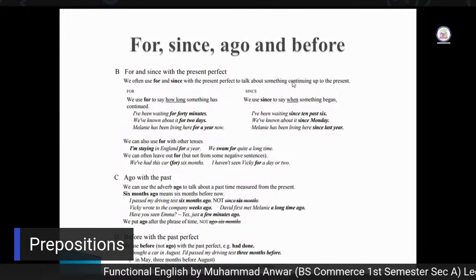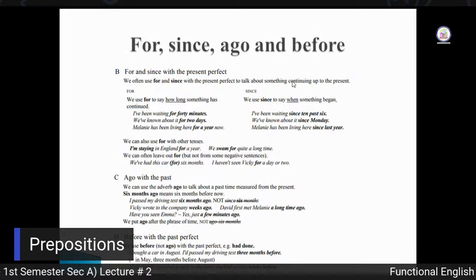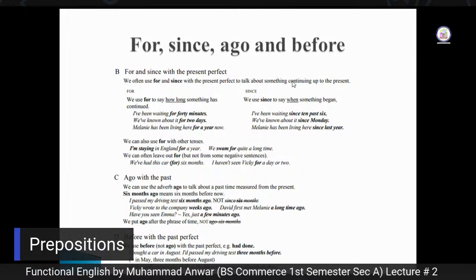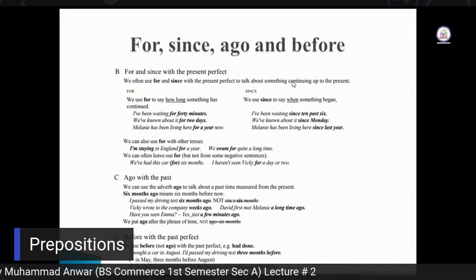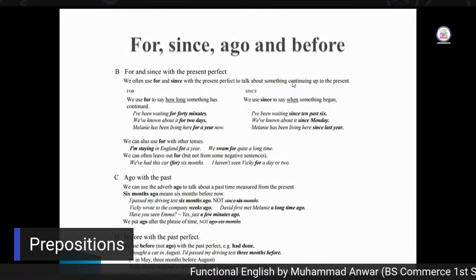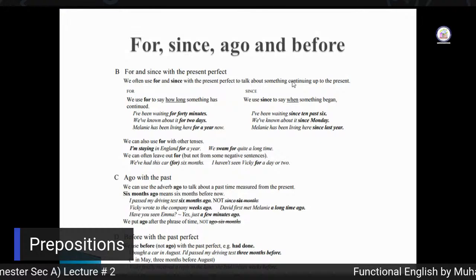I've been waiting for 40 minutes. Don't need to say I've been waiting since 40 minutes. For 40 minutes. I've been waiting since 10 past 6. यहाँ पे आप since का इस्तेमाल कर सकते हैं. I've been waiting since 2 o'clock. She has been learning English since January. He has been working here at this factory since 2017. ठीक है, because I'm talking about the beginning period of something.